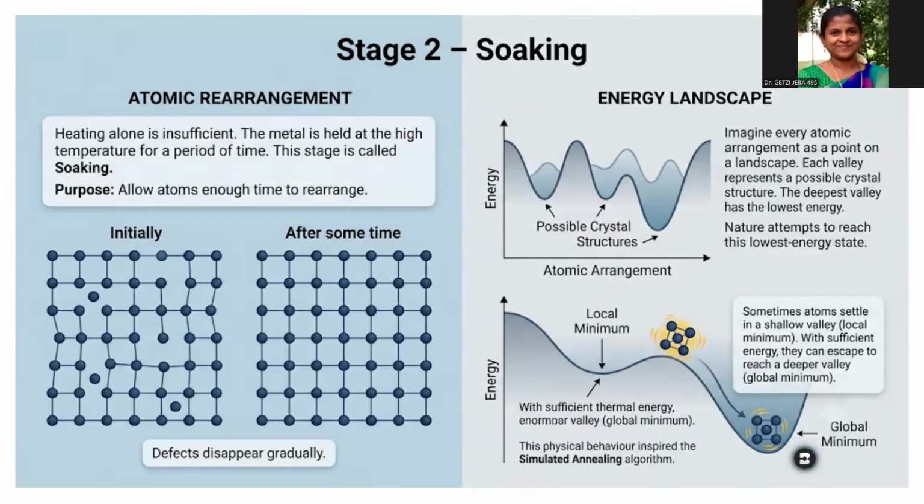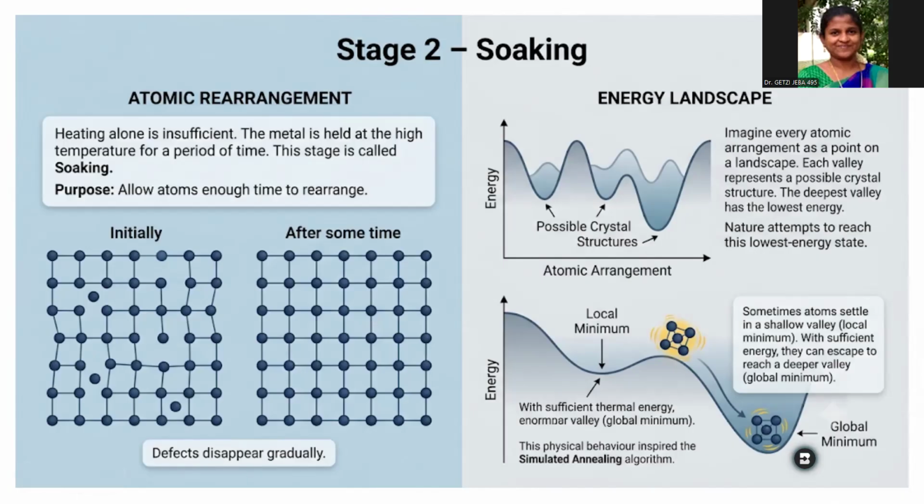Okay. So heating alone is not sufficient. The metal is held at the high temperature for a period of time. This is called soaking. It allows the atoms enough time to rearrange. Initially they are very much defective like this, and after some time they organize themselves, right? So they maintain, this is called soaking.